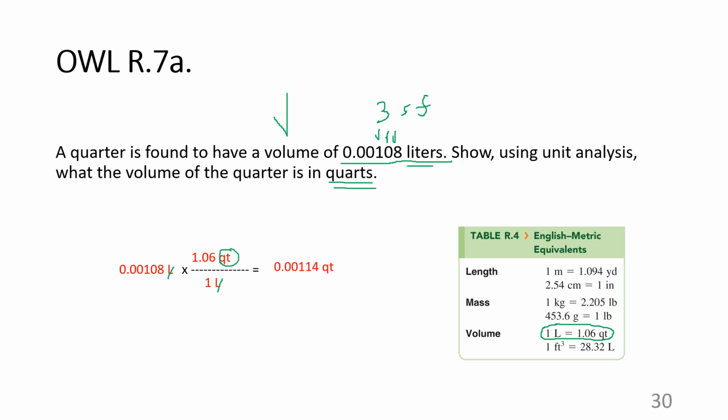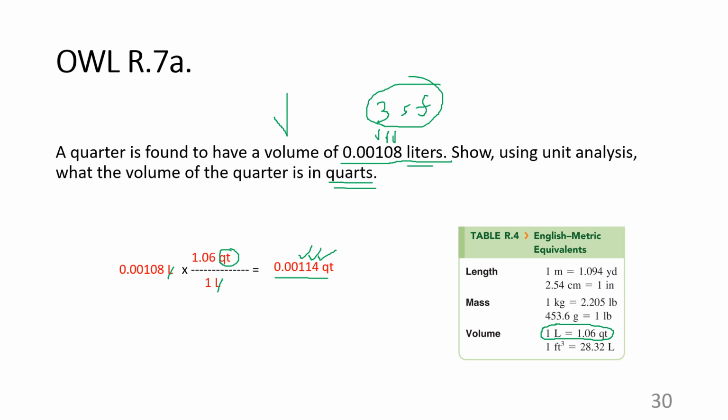We'll multiply all the numbers on the top, 0.00108 times 1.06, and then we'll divide the numbers on the bottom. Dividing by 1 doesn't change the result. We get this for our answer, and we know it needs to have 3 significant figures. And yes, we do have 3 significant figures in our answer.